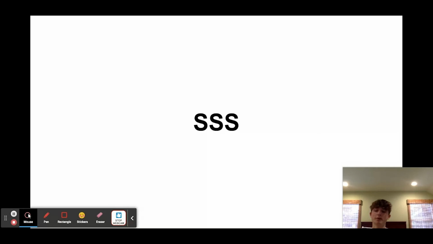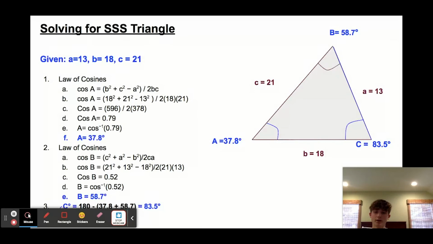I'm going to be presenting scenario SSS, or side, side, side. We begin the process by solving for the unknowns in the triangle, which in this scenario are all of the angles. Our givens are all the sides, so side A, which is 13, side B, which is 18, and side C, which is 21.